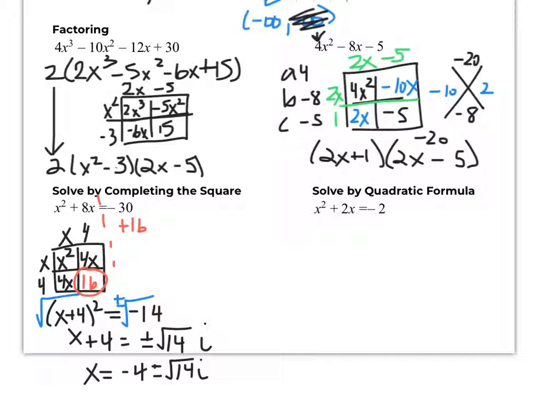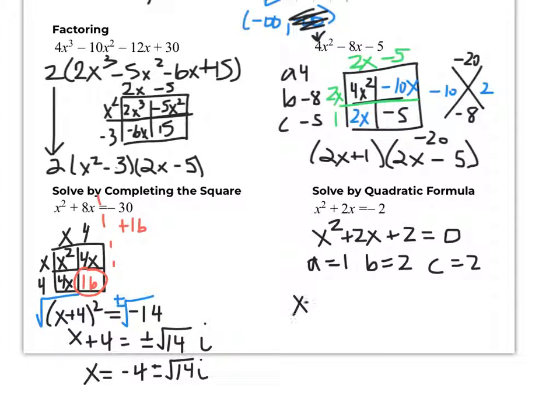So my first step for quadratic formula is to get everything equal to 0. And it needs to be in standard form, which means it goes x squared, x, constant. So a here would be 1, b would be 2, and c would be 2. And we sing our quadratic formula song. X equals opposite b plus or minus square root b squared minus 4ac all over 2a.